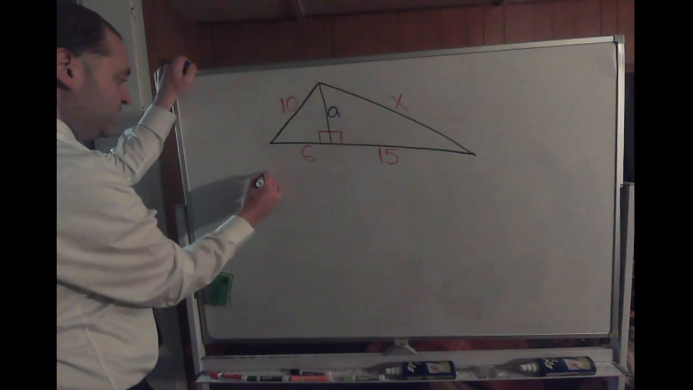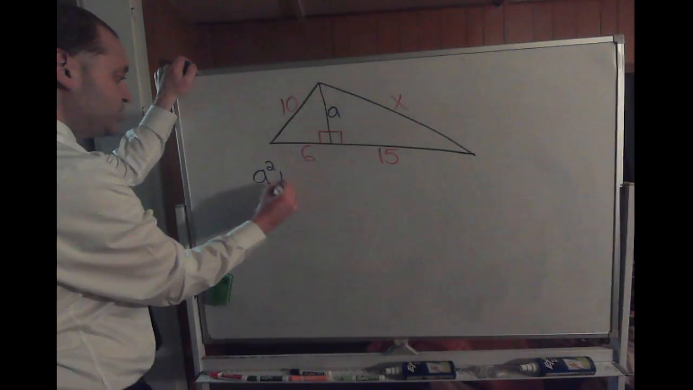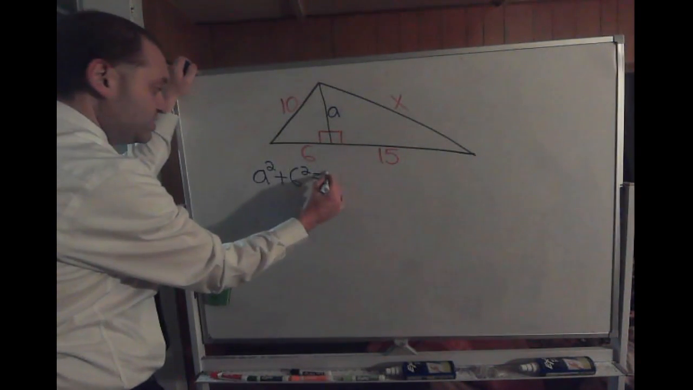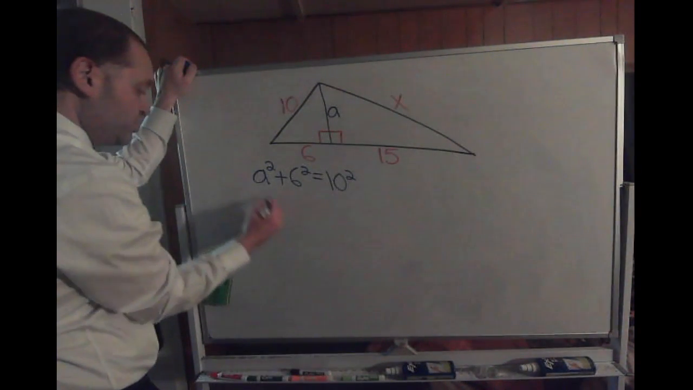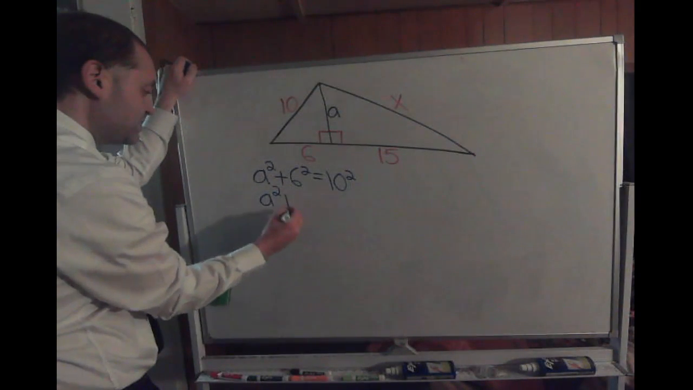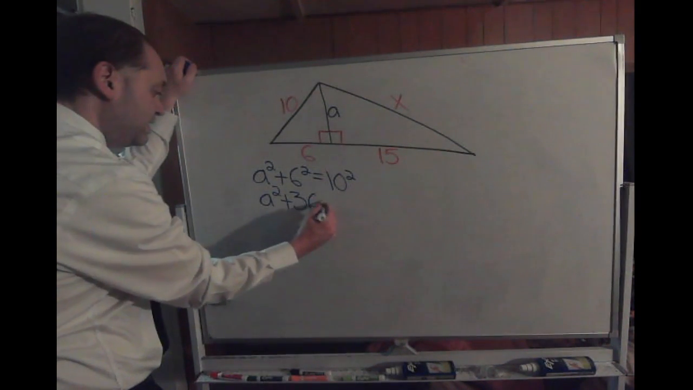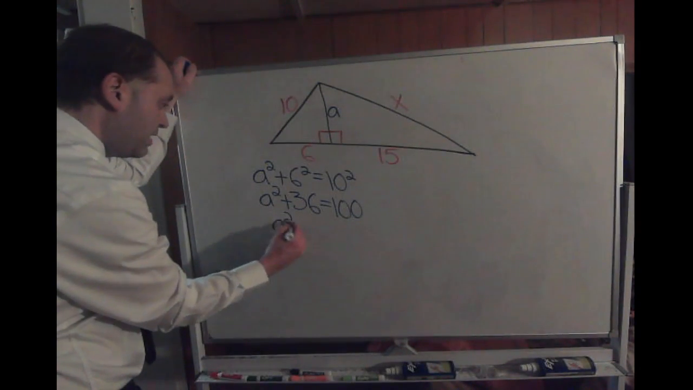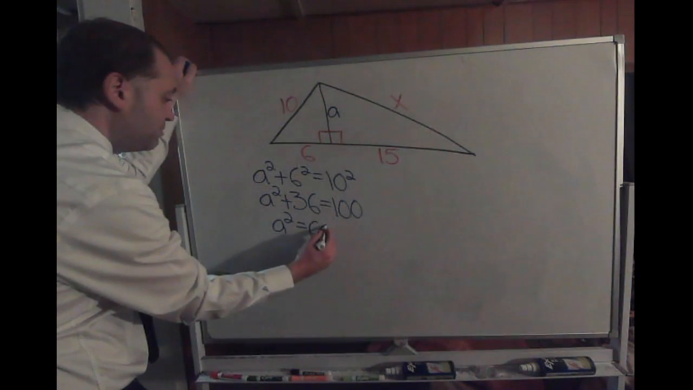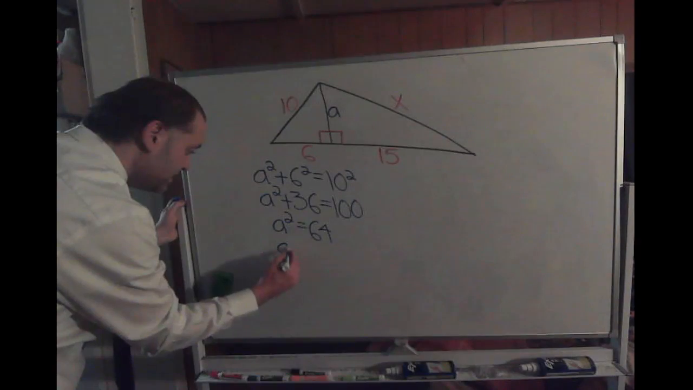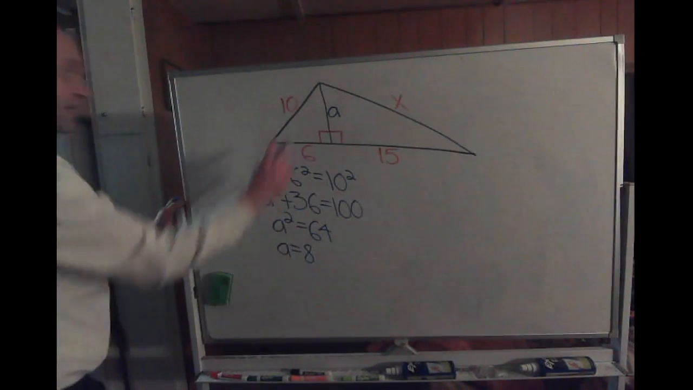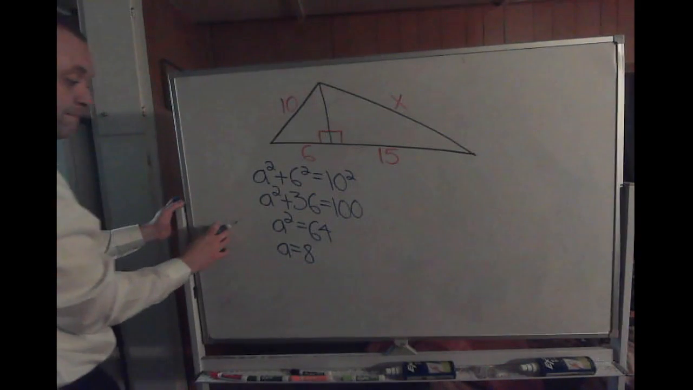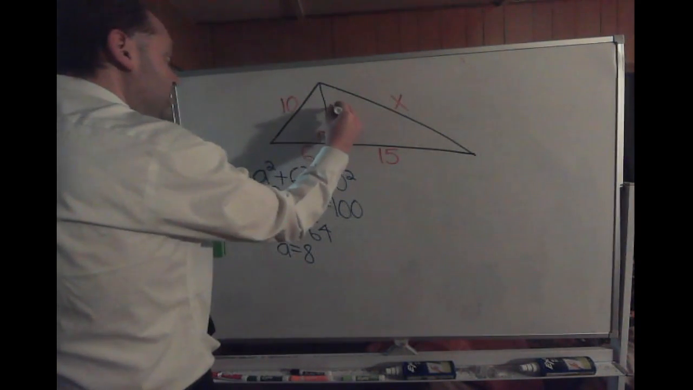So you'll take your A squared plus your 6 squared, set that equal to 10 squared, which would then give you A squared plus 36 equal to 100, which would then give you that A squared equals 64, and the positive square root of 64 is 8. So the length of this leg here, which will actually cover both right triangles, is equal to 8.